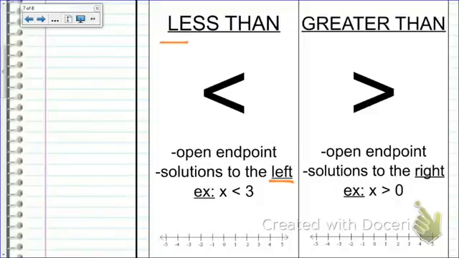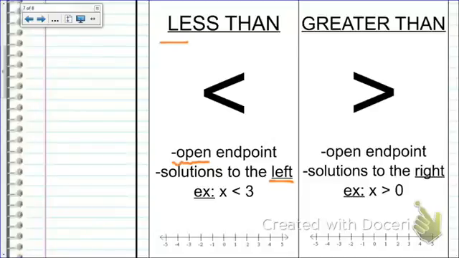If I am saying that a number is less than something else, when I graph it on the number line, that means that my endpoint is going to be open. So I like to think of that open endpoint kind of as a fence. If you were building a fence around the number 3, that's saying that I can get really close to the fence, but I can't actually get inside of the fenced area.